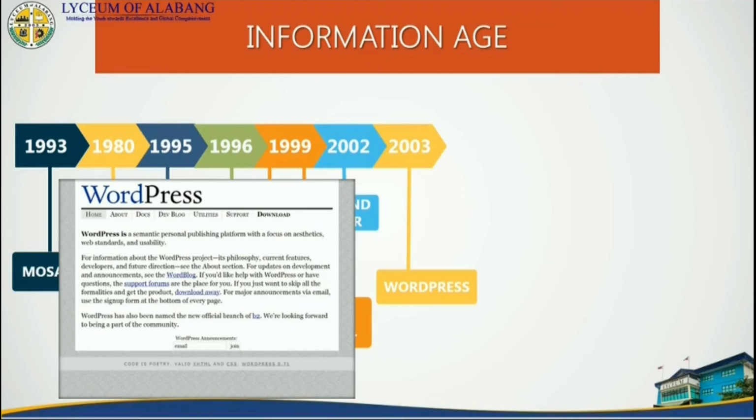On May 27, 2003, Matt announced the availability of the first version of WordPress. It was well received by the community and was based on B2 Cafelog. With significant improvements, the first version of WordPress included a new admin interface, new templates, and generated XHTML 1.1 compliant templates.